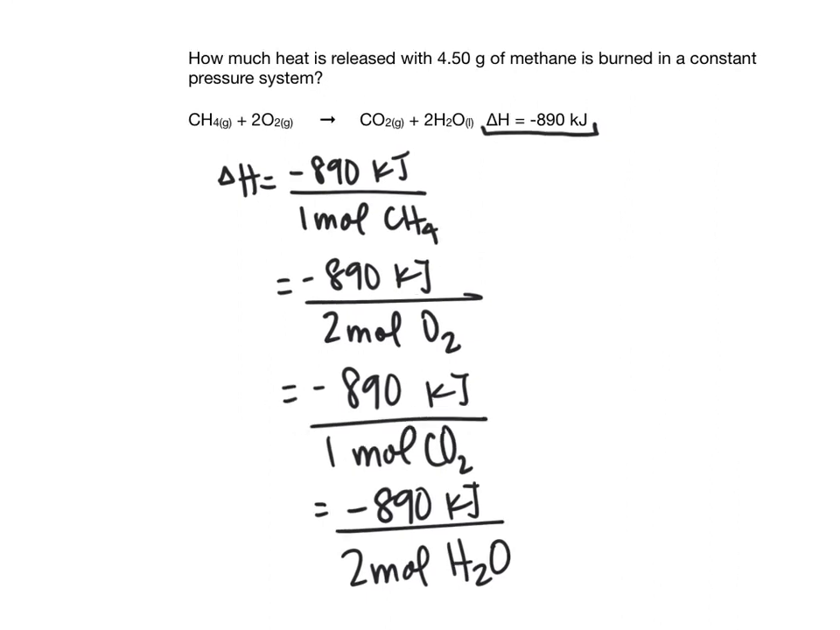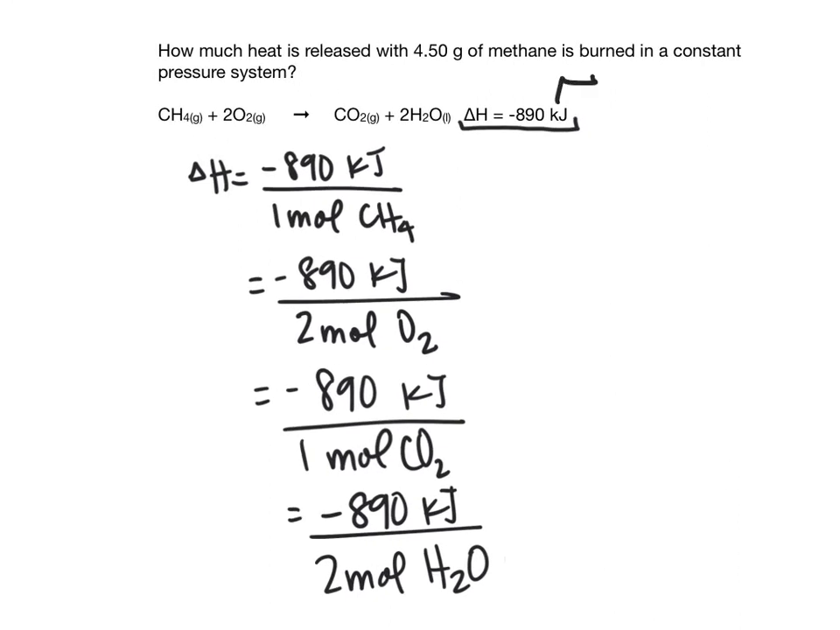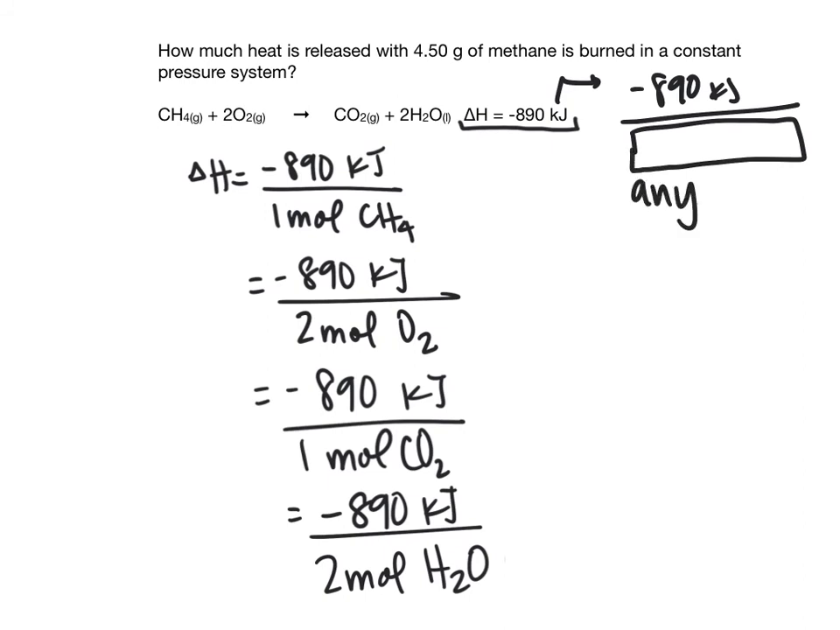So the important fact here is that this delta H value is your negative 890 kilojoules per any amount in the equation, we'll say that. So this starts to come into play when we want to ask about the heat released per maybe only 5 grams of O2. So let's think about our 4.5 grams of methane.